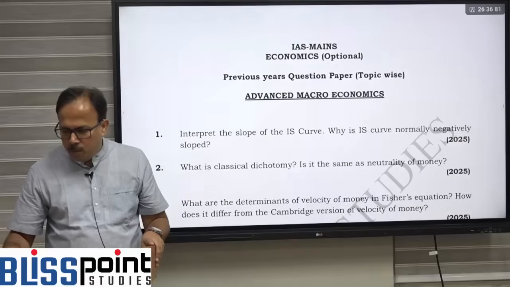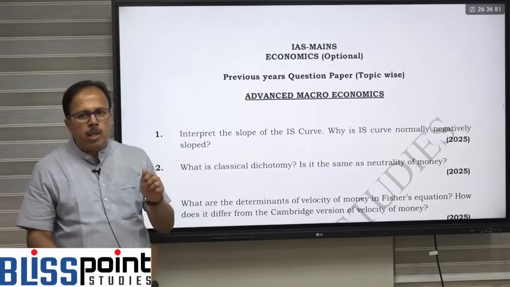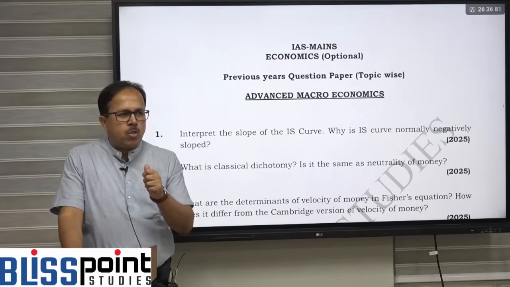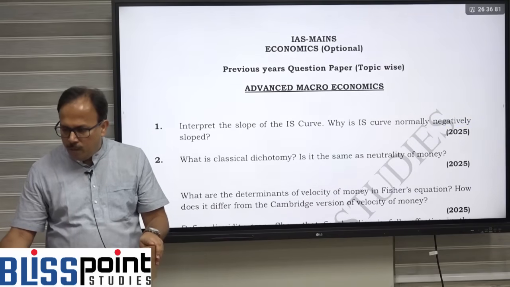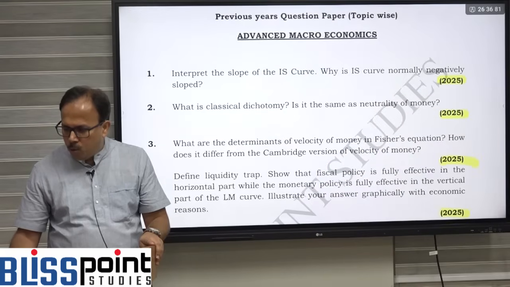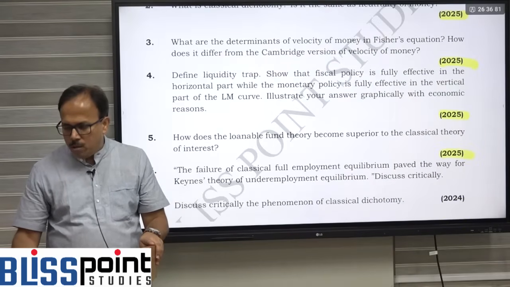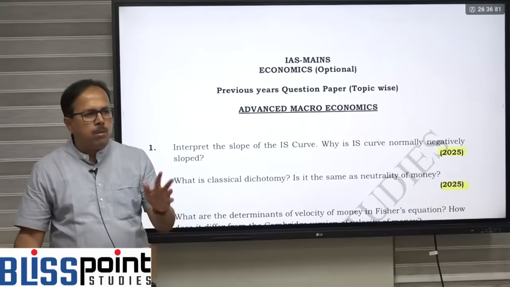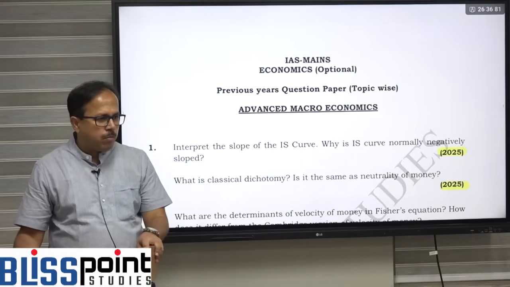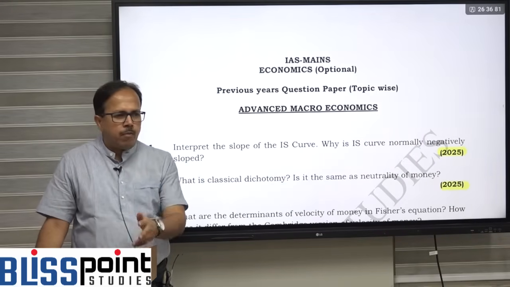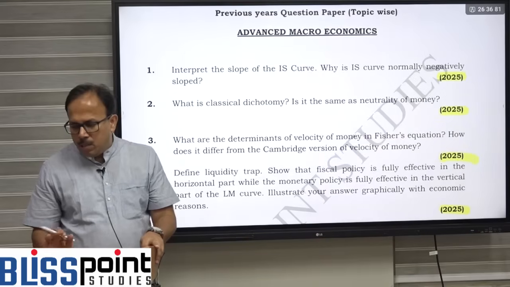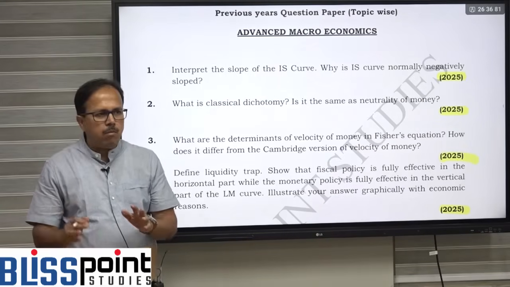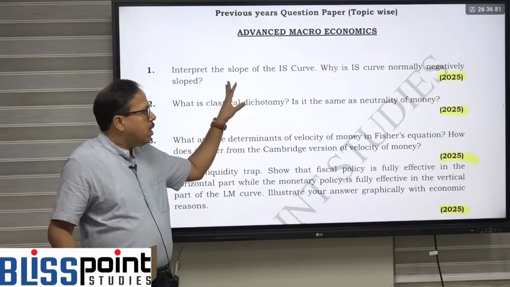If you see the question paper of macroeconomics, first of all it will give you an idea about the weightage of this topic. In 2025, there were question 1, 2, 3, 4, 5. Five questions means a weightage of 60-70 marks. Some questions may be of 10 marks, some 15 marks, some 20 marks. So a weightage of about 60 to 70 plus marks will be for macroeconomics.